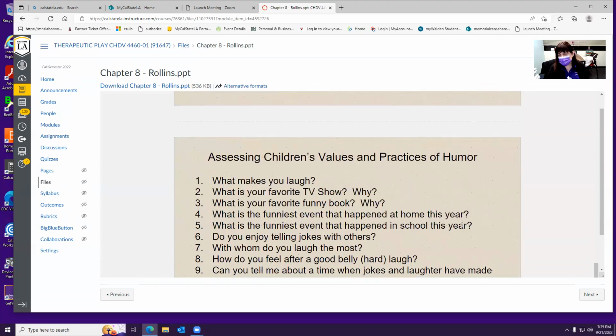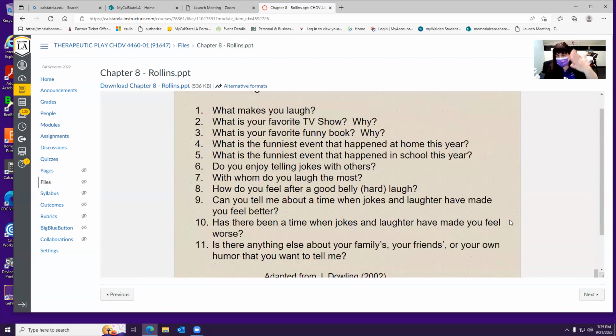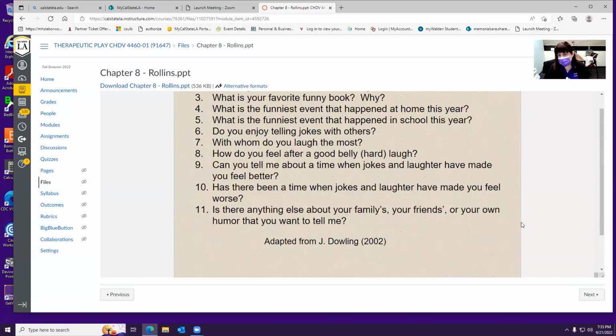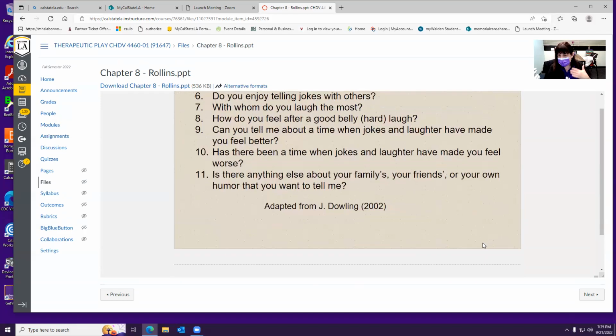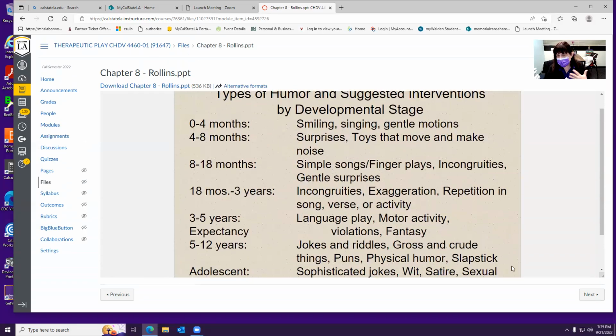So when we assess children's values and practices of humor, we will go through this assessment with them. What makes you laugh? What's your favorite TV show? What's a favorite funny book, or what's the funniest event that happened at home this year or at school? Do you enjoy telling jokes with others? With whom do you laugh the most? And on and on. This gives us a little more information about children and what they feel is acceptable humor.